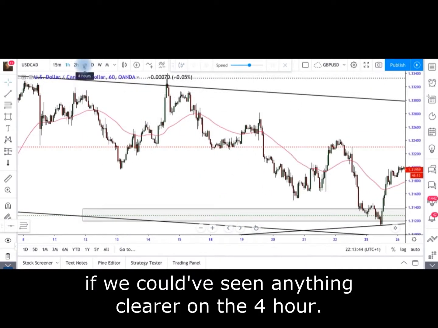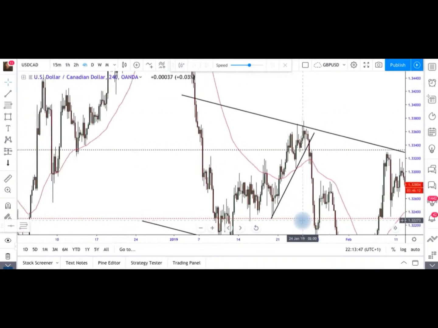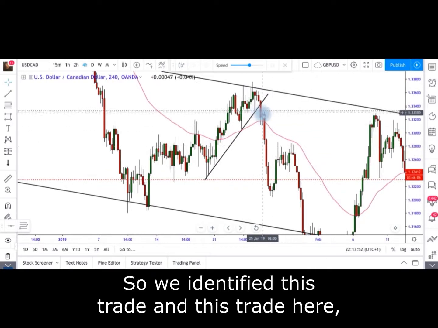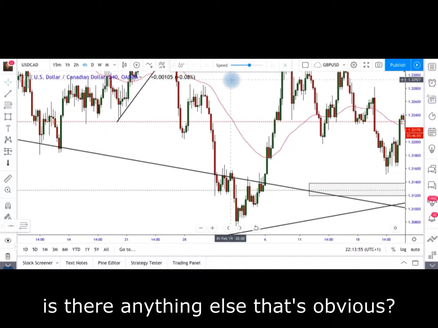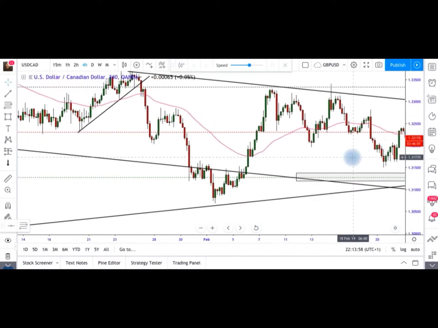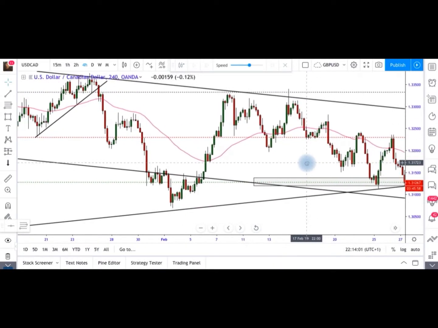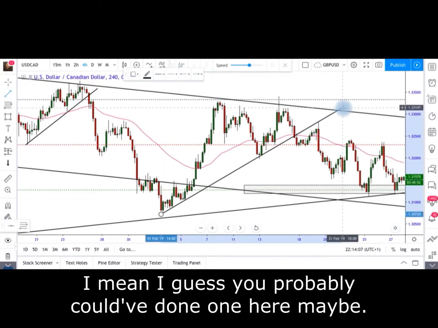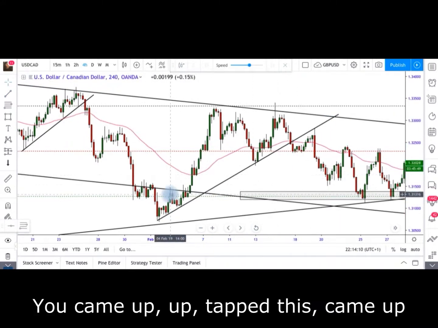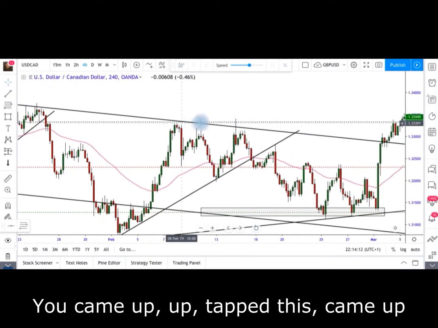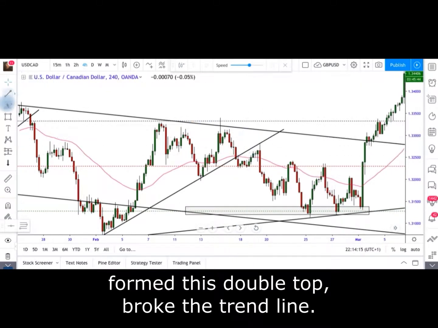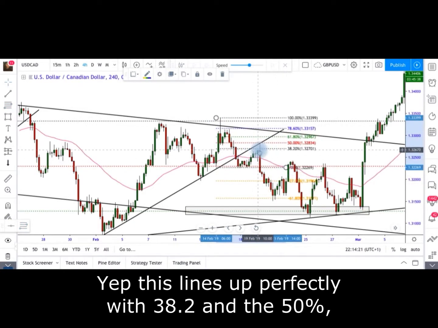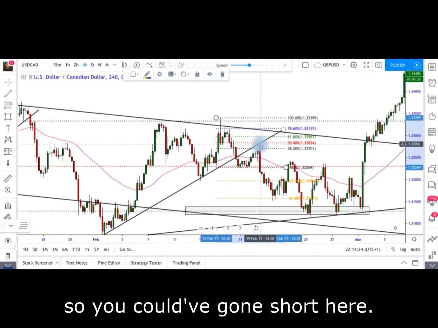Let's go to the 4 hour and see if we could have seen anything clear on the 4 hour. So we identified this trade and this trade here. Is there anything else that's obvious? I guess you probably could have done one here maybe. You came up, tapped this, came up from this double top, broke the trend line. Could we have fibbed this? Yeah, this lines up perfectly with the 38.2 and the 50%, so you could have gone short here.